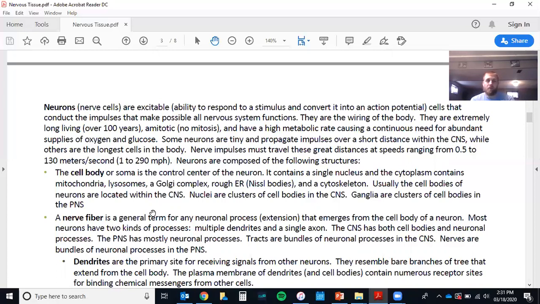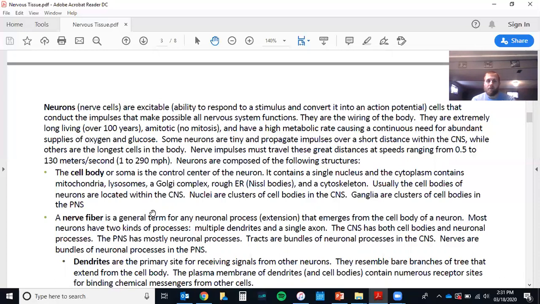In order for signals to travel, they need to do so at really rapid speeds, and that can range from as slow as a half meter per second to 130 meters per second, which you may know, but I definitely think you would know what 1 to 290 miles per hour will be.